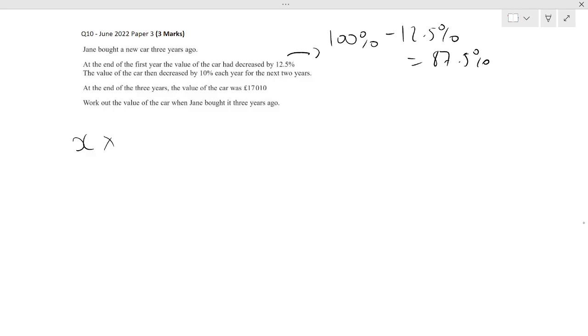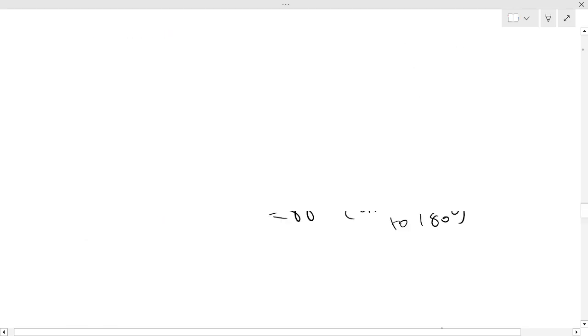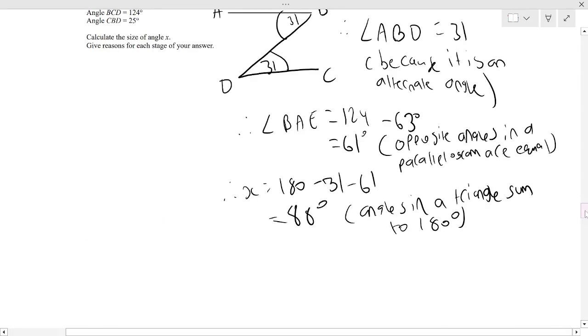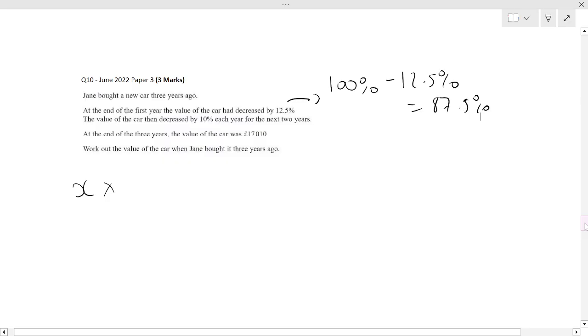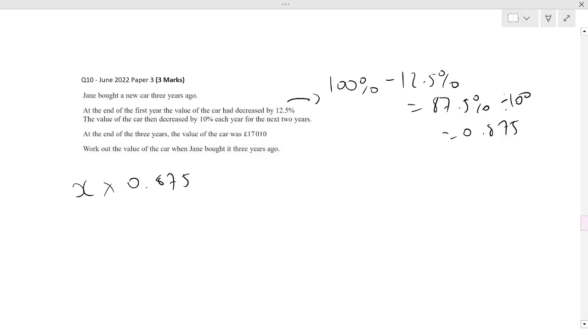Yeah, that'd be 87.5. Then you can convert it to a decimal, which should be a multiplier, by dividing by 100 to get rid of the percentage. So that'd be 0.875. So that's what we're going to do. The first year, we effectively times the original amount by 0.875, as we just need to decrease it to 87.5% of the amount.